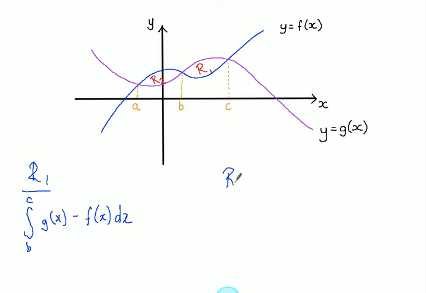Likewise with the region R2, that would be the integral between b and a in this case, and this time it is going to be f of x subtract g of x with respect to x, because the blue function is now above the purple function.